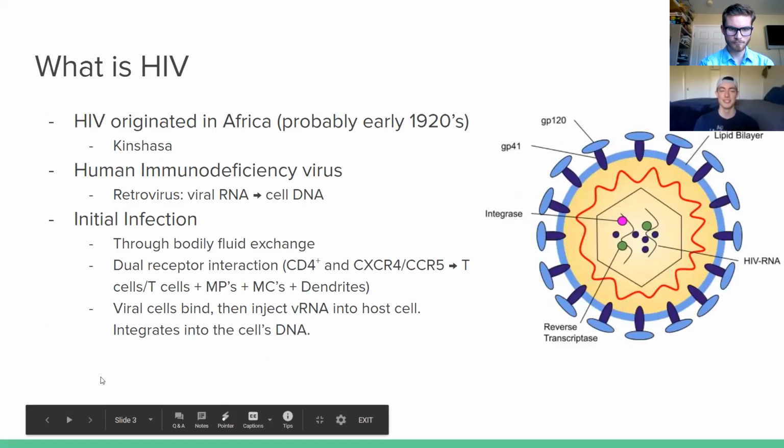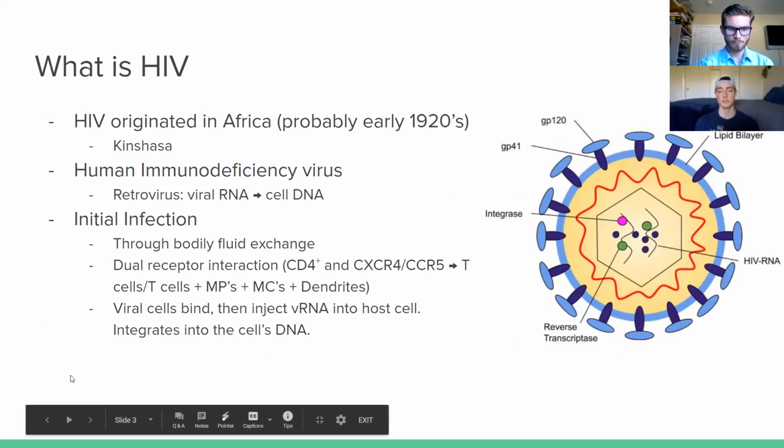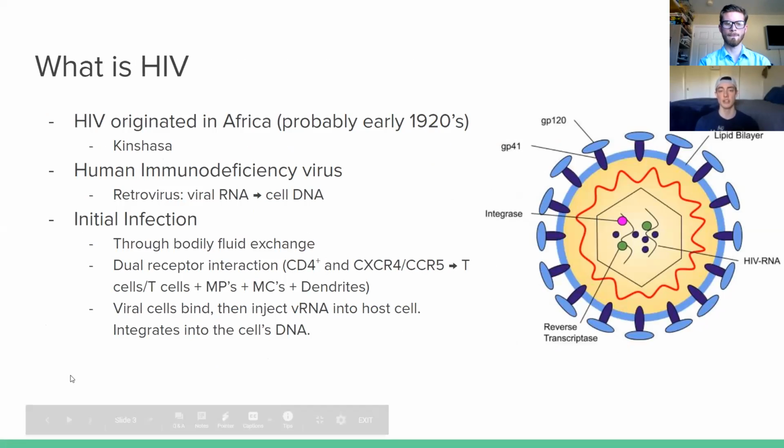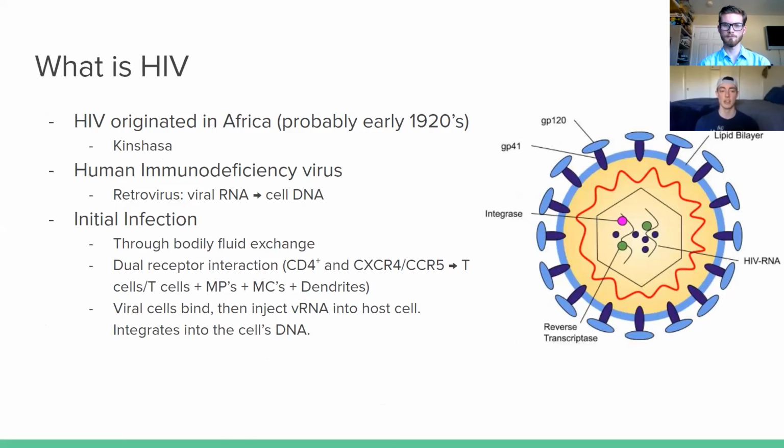Okay. So what is HIV? HIV is the human immunodeficiency virus, and it is a retrovirus, which means that it will inject a host cell with its RNA and use the host cell's own mechanism of DNA replication to create more of the virus. The initial infection comes from exchanges of bodily fluids, like unprotected sex or through blood.